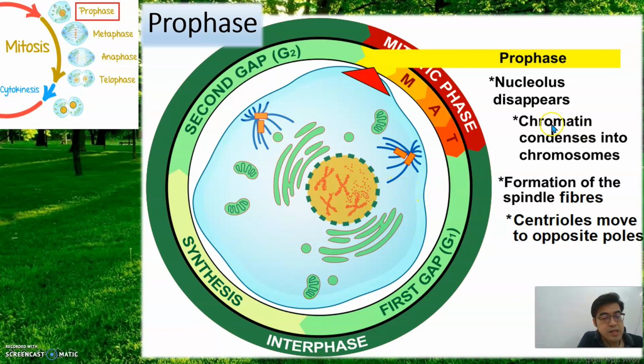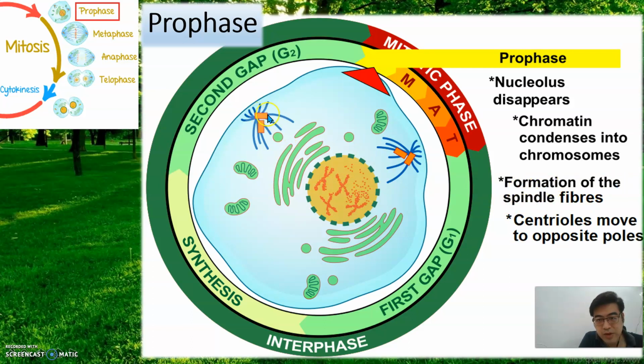The next thing is chromatin. Chromatin are actually long, thin threads of the chromosomes. So only now will they condense into chromosomes. Before chromosomes, they were chromatin. The diagram here shows the condensation of chromatin into chromosomes. These are already chromosomes. Okay, and we've got the formation of the spindle fibers.